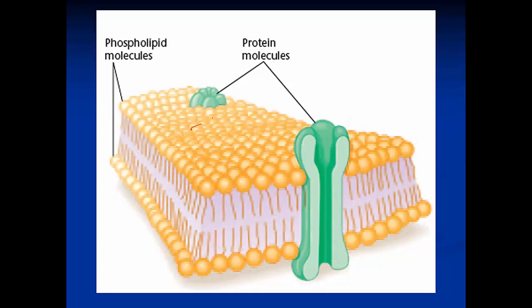Okay, so this is a cartoon of the cell membrane. Sometimes this is called the plasma membrane. There's several different names. But basically, it's a fat sandwich. The fat sandwich is phospholipid molecules. These are going to cover the whole cell.